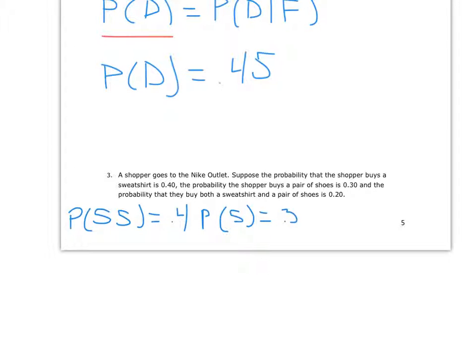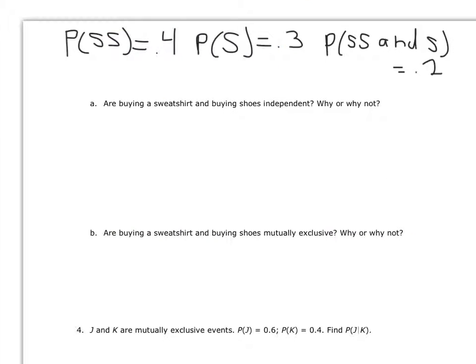And the probability that they buy both, or in other words, they buy sweatshirt and shoes, SS and S, equals 0.2. Okay, so are buying a sweatshirt and buying shoes independent? Why or why not? So when we are asking about independence, we want to test whether the conditional probability is the same as the individual probability.